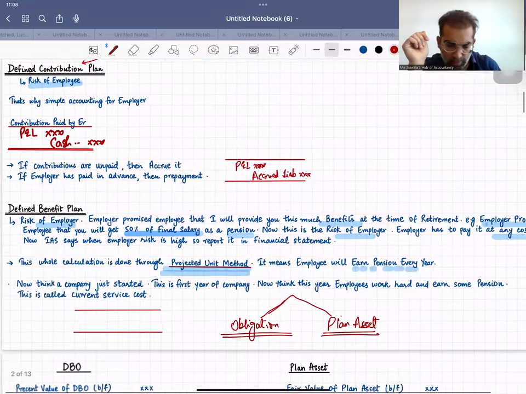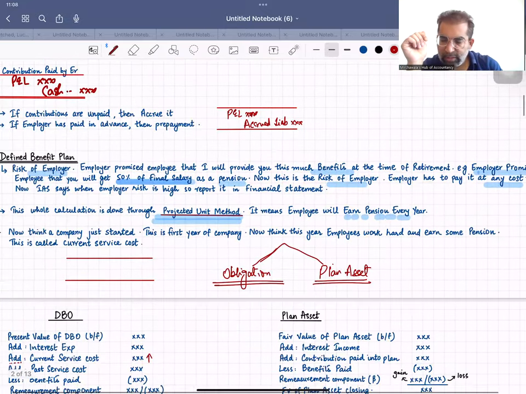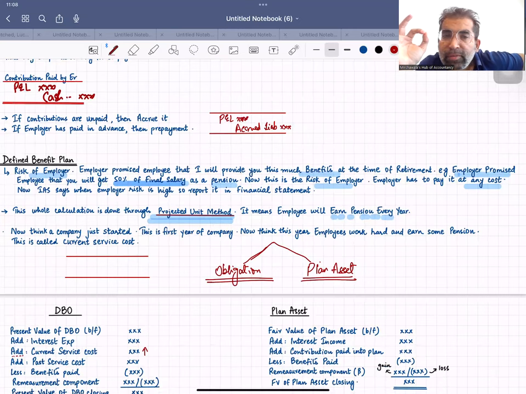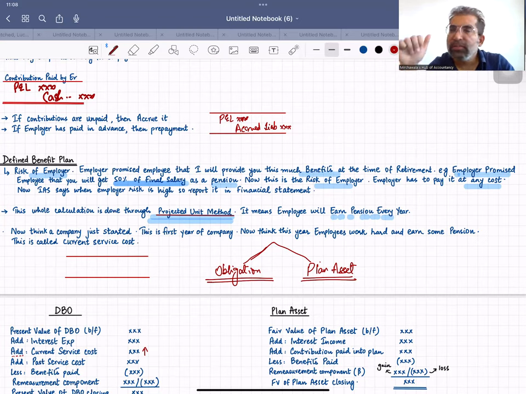Okay, one more thing I would like to tell. I've just told you that in a defined benefit plan, the risk is the employer's risk. So there are many risks. One of the risks is investment risk. Now, the employer has promised the employee that I'm responsible for final benefits. So now the employer will do preparation.